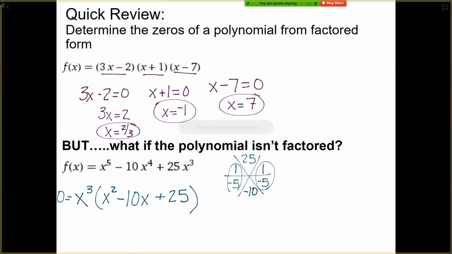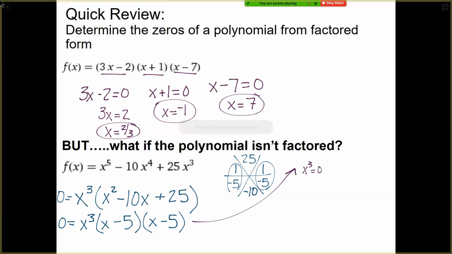Can I reduce either one of these fractions? No. So I'm going to go back over here to my problem. I still have that x to the 3rd. Don't forget it or leave it out. And now we have two new factors, x minus 5 and x minus 5. This is completely factored. Now we can go through and set all three terms equal to 0. So I'm going to take x to the 3rd equals 0.